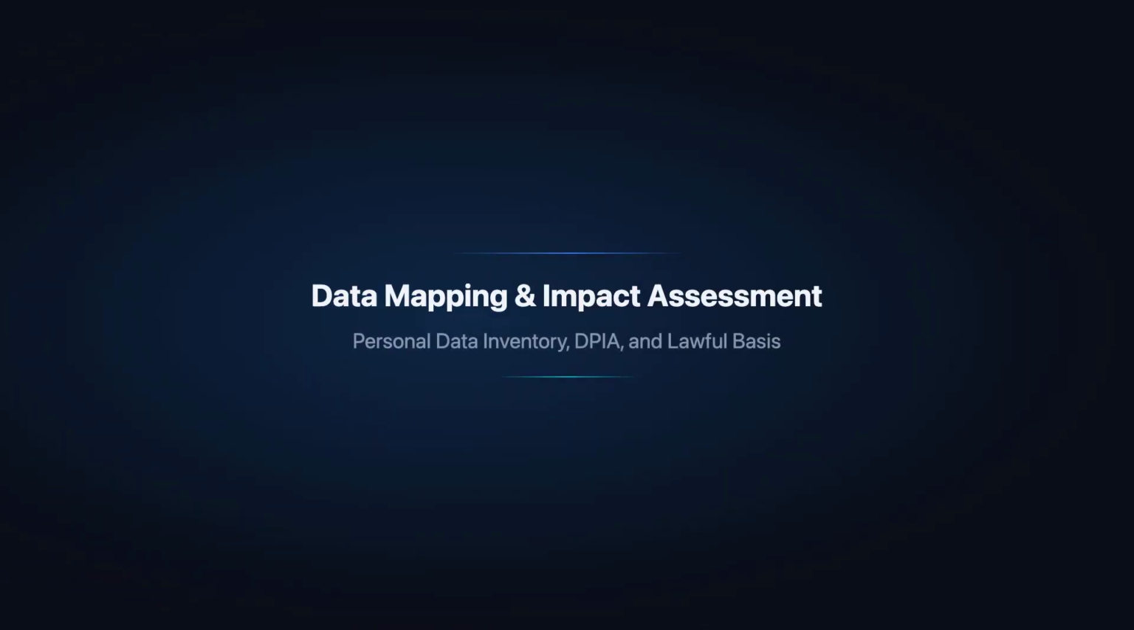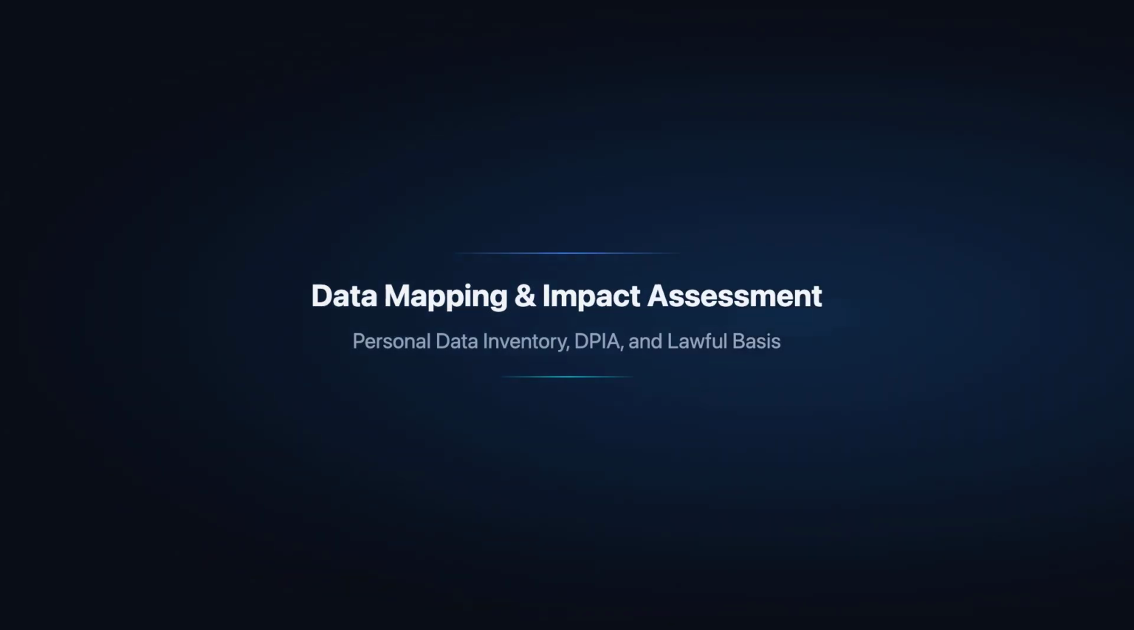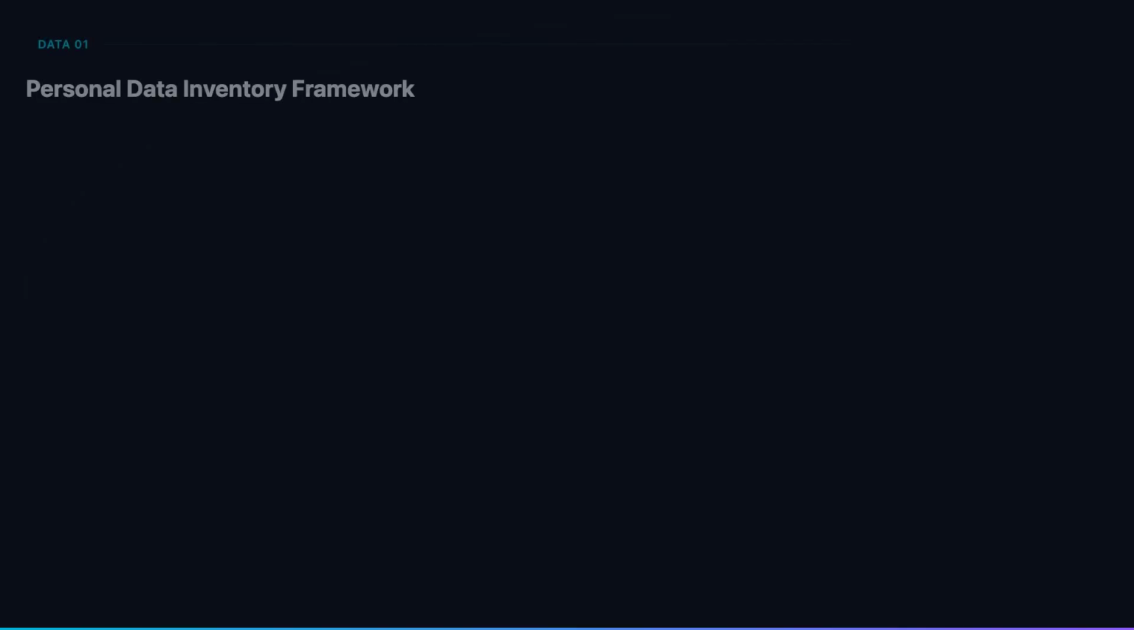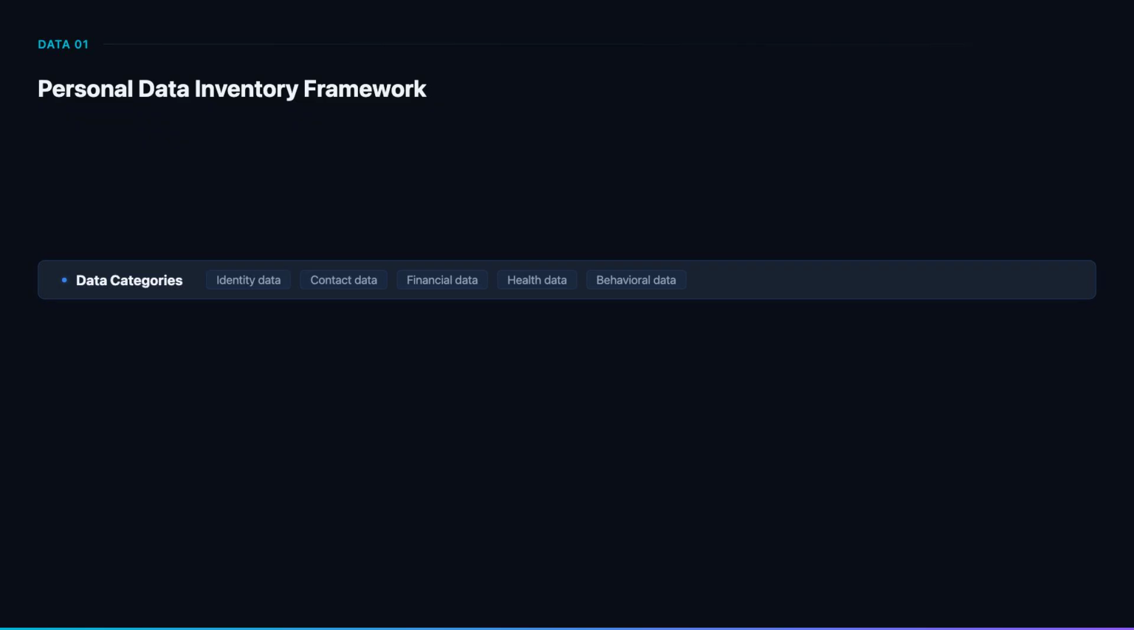The heart of GDPR compliance is understanding what personal data you have, why you have it, and whether you have a legal right to process it. Building a comprehensive personal data inventory requires mapping data across multiple dimensions. The first dimension is data categories. You need to identify every type of personal data your organization processes.